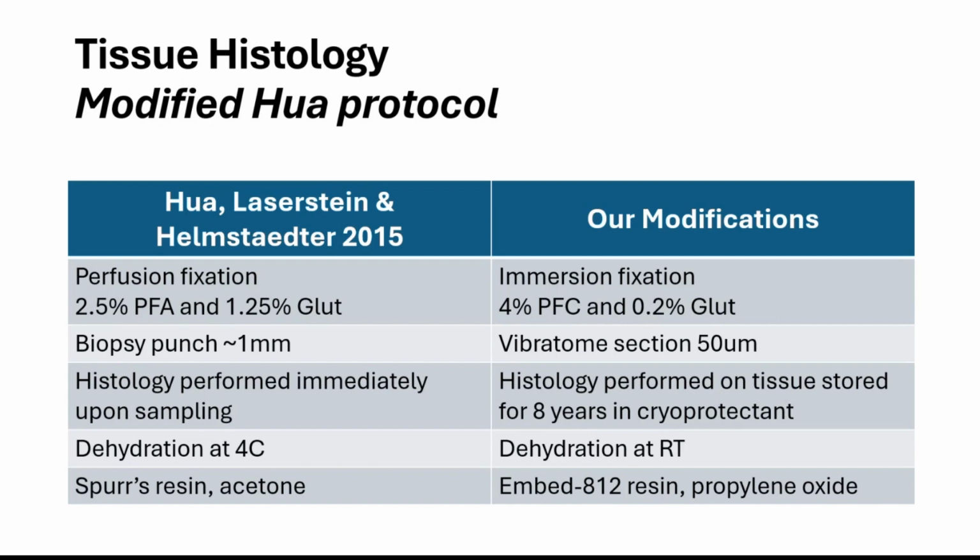The Helmstaedter approach uses Spurr's resin, which prefers acetone as the final dehydrant. Also dehydrated at 4 degrees Celsius. We dehydrated at room temperature using EMbed 812 resin, which uses propylene oxide typically as the final dehydrant.